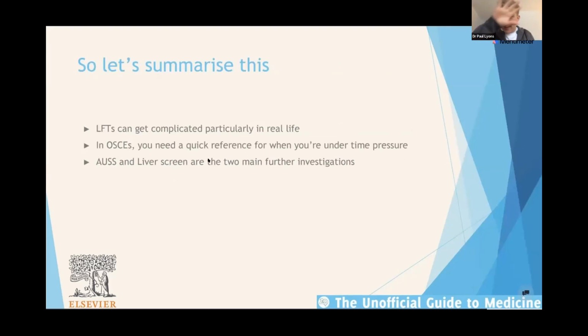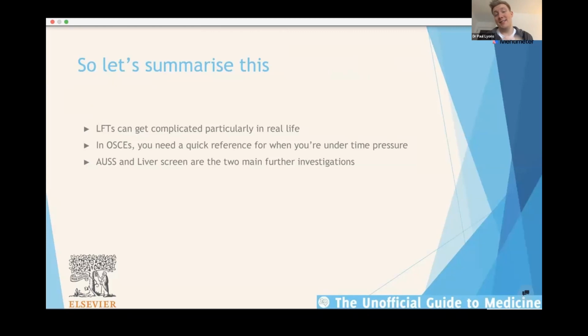So let's summarize this. LFTs in life will get a bit complicated because it's never clear cut in real life. But in OSCEs, this is how it will go. You need to do this process. And under pressure, if you've practiced this loads of times, you'll get it. And the only two investigations I would recommend that you ask for is either a liver screen and an abdominal ultrasound. Now, somebody said a clotting profile.